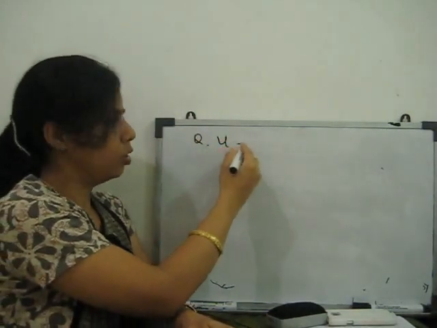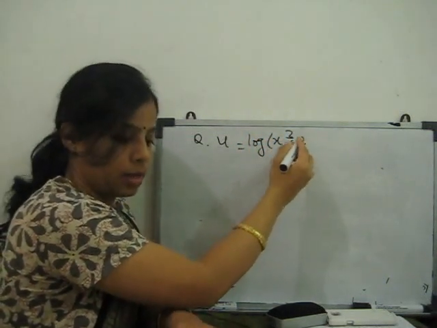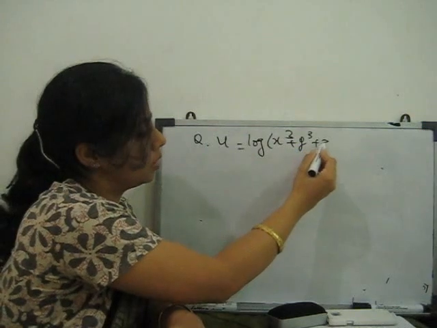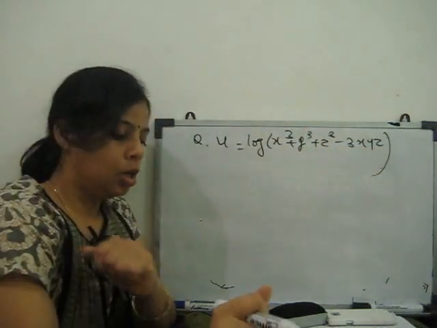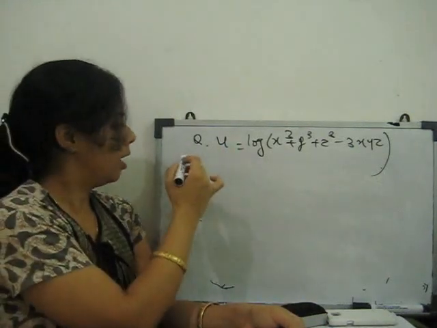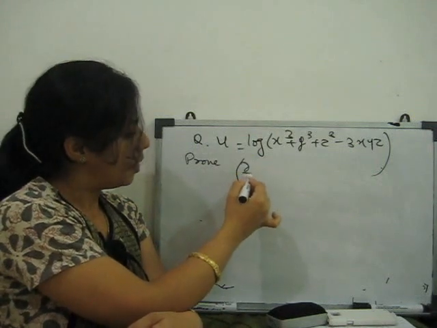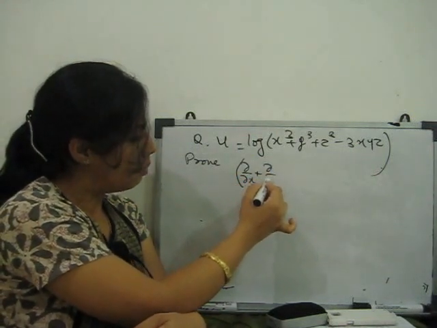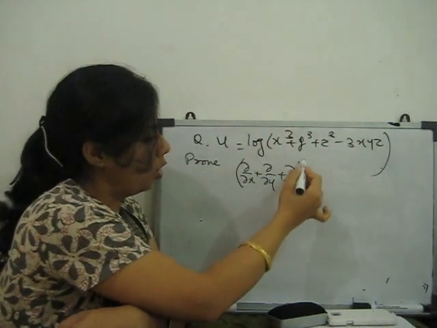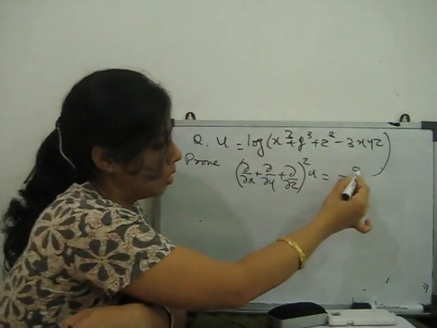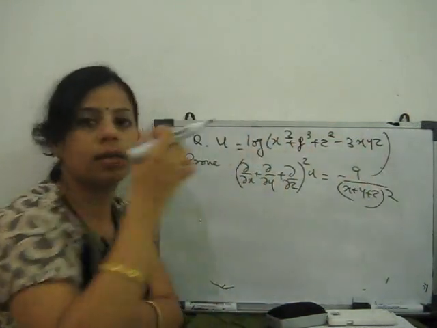Question is, if u is equal to log of (x cube plus y cube plus z cube minus 3xyz), then we prove that (del by del x plus del by del y plus del by del z) whole square of u is equal to minus 9 upon (x plus y plus z) whole square.